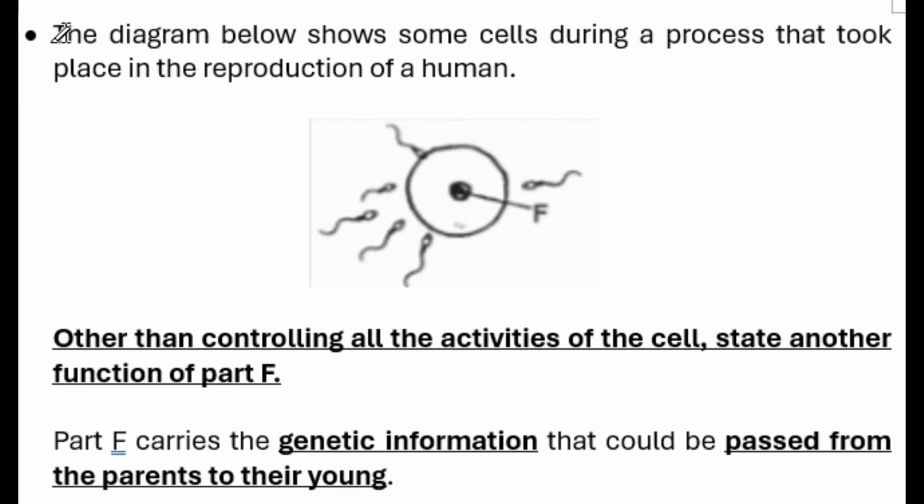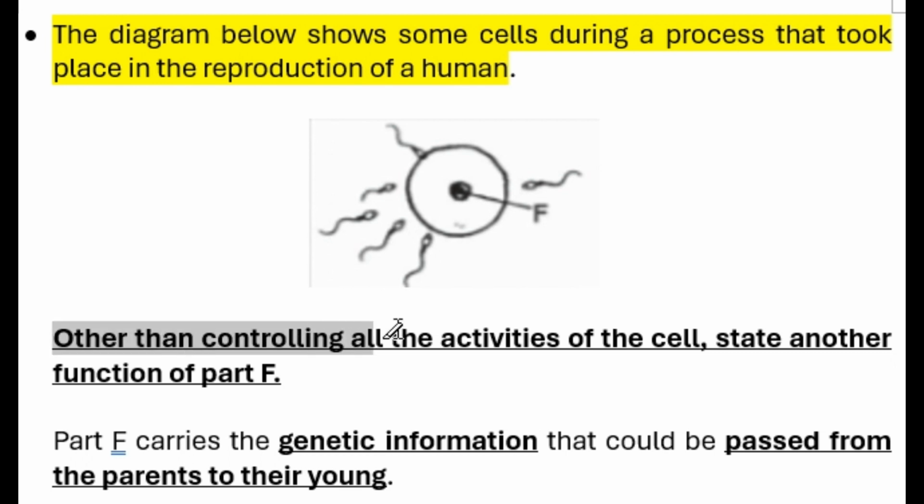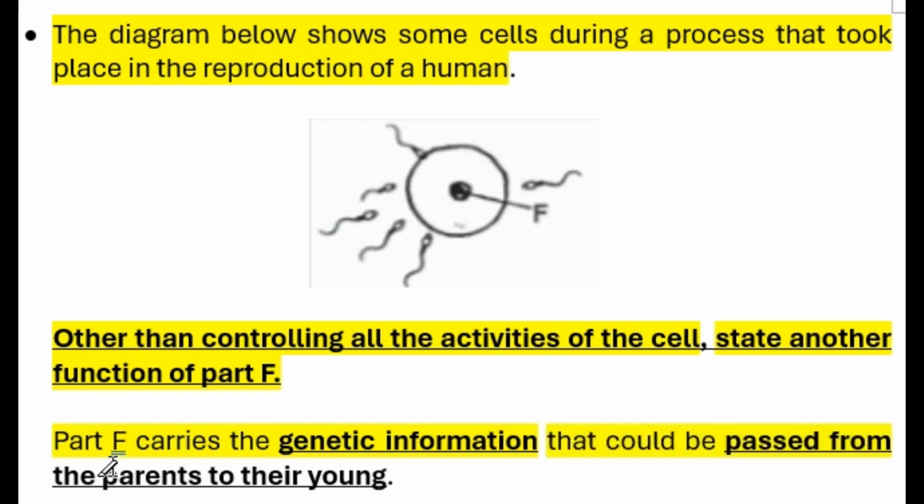The diagram below shows some cells during a process that took place in the reproduction of a human. Other than controlling all the activities of the cell, state another function of part F. Part F carries the genetic information that could be passed from the parents to their young.